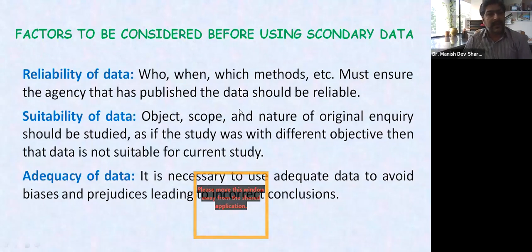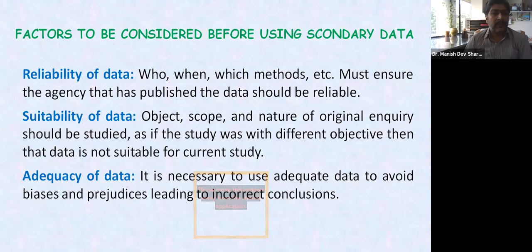But we must take care of certain factors which must be considered before using secondary data. The first thing is the reliability of data. In secondary sources, the reliability of data is always a point of interest, because the data is not always reliable. So who, when, and by which method the data was collected is more important. We also must ensure that the agency that has published the data is reliable.